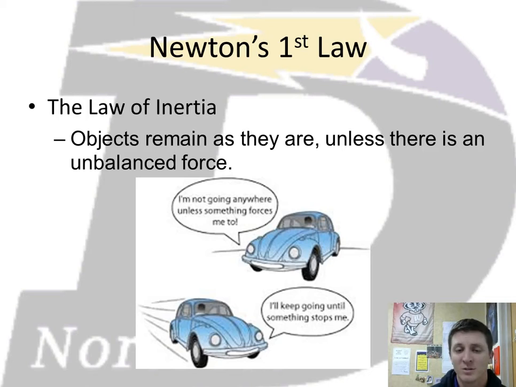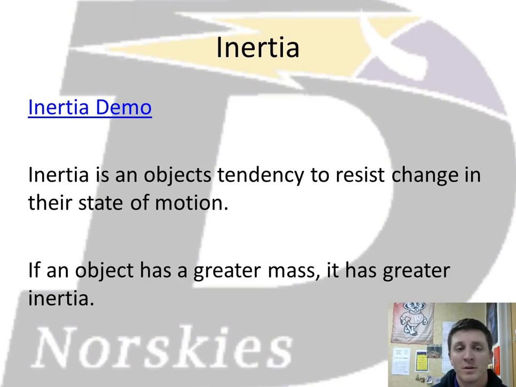And if we look at this cartoon, the first one says, I'm not going anywhere unless something forces me to. So again, an object at rest is going to stay at rest unless something forces it to move. The bottom car states that I'm going to keep going until something stops me. Well, that is true. It will keep moving until an outside force stops the motion. So that's what inertia is. That's what Newton's law is, that these objects are going to stay as they are unless forced to by an outside force. So what is this term inertia?